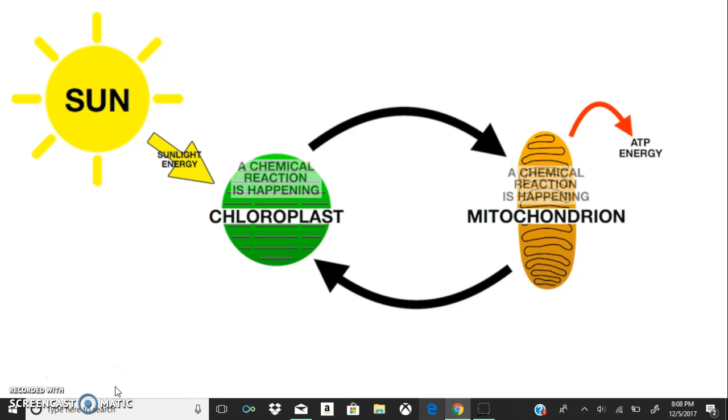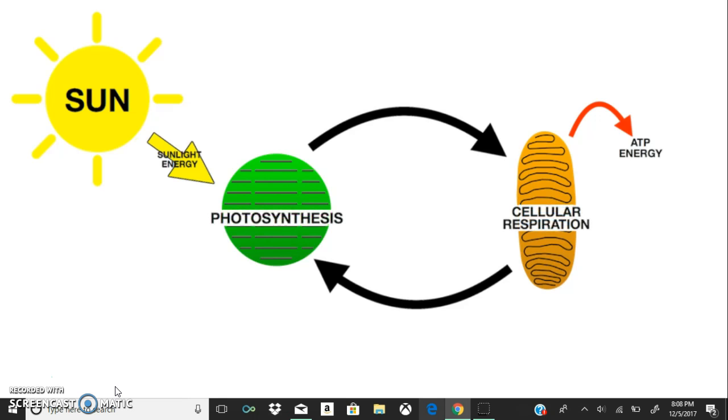So then, in both a chloroplast and mitochondrion, a chemical reaction is happening, which is photosynthesis in the chloroplast and cellular respiration in the mitochondrion. Of course, that's chlorophyll, which has green pigments, and that is where food is being made. Or you can call it sugar, or you could call it glucose that is being made.